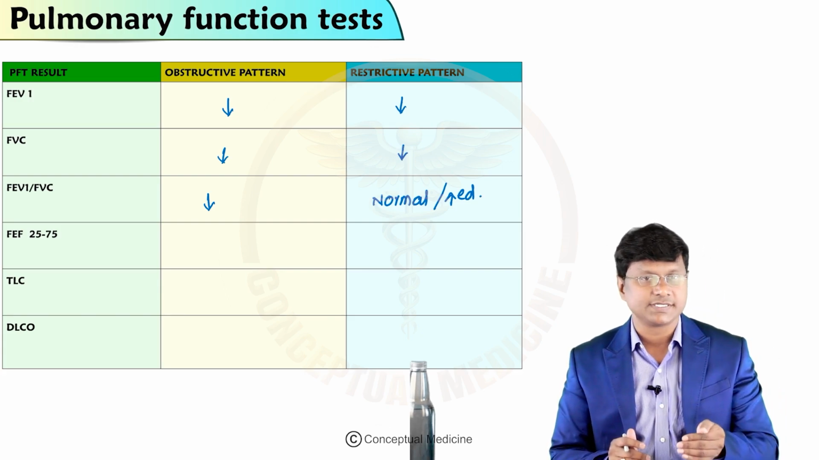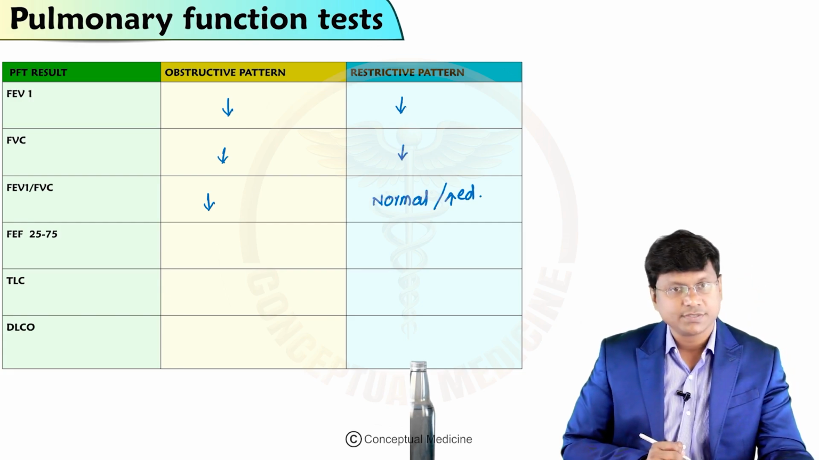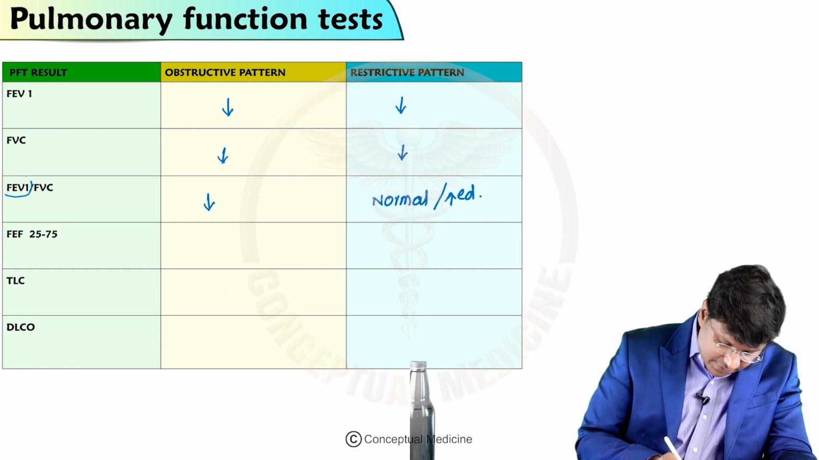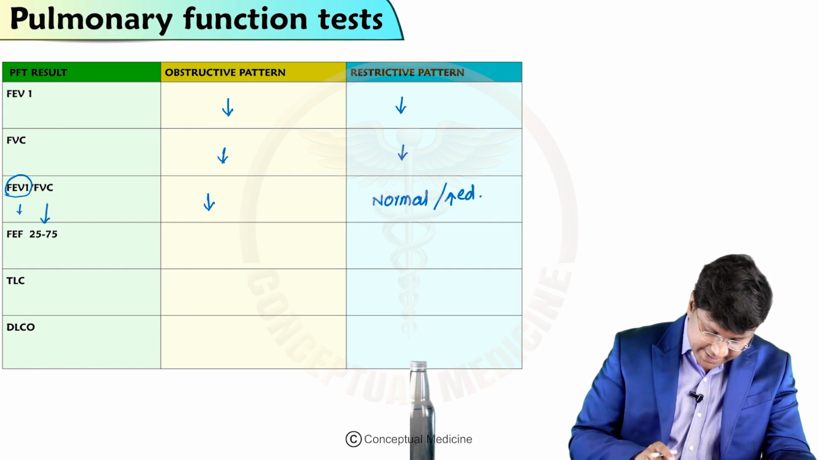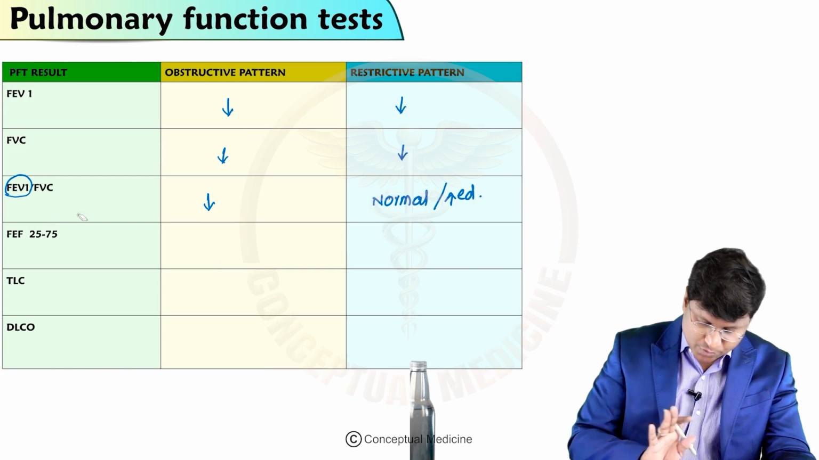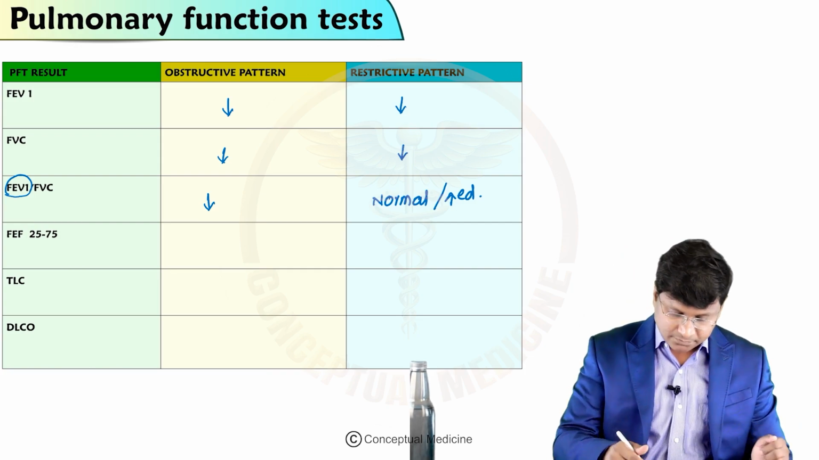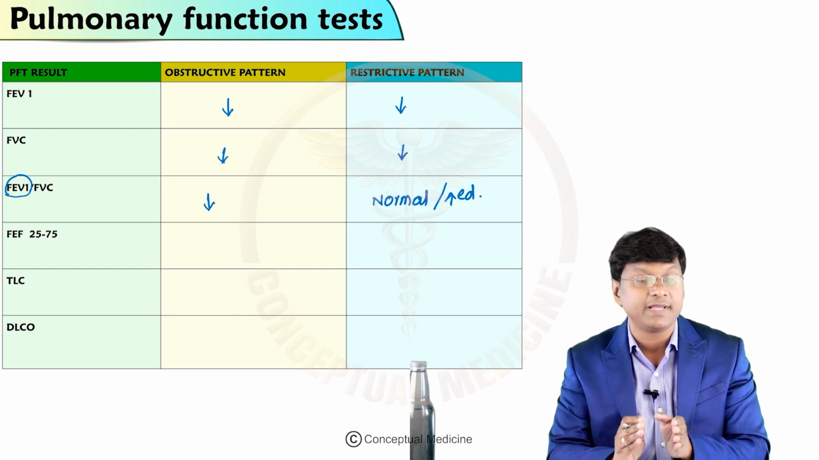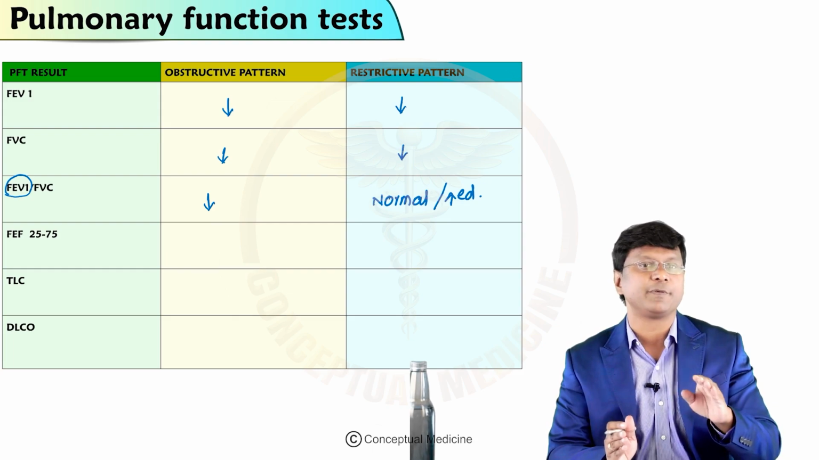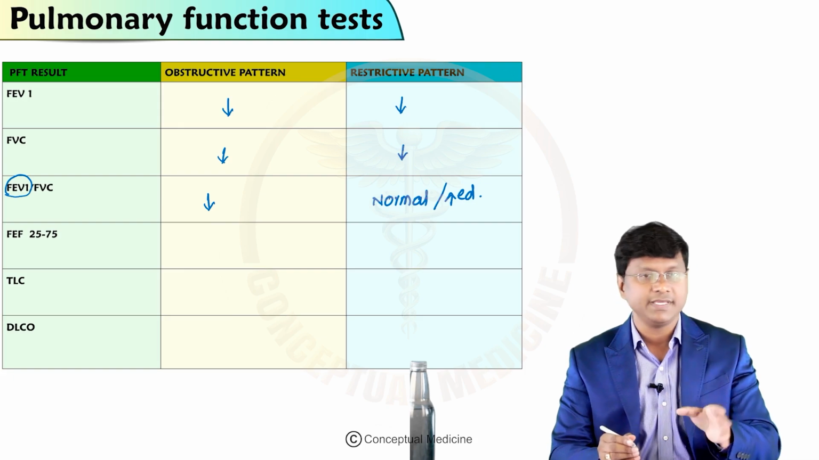What is the reason we have discussed? Why is the ratio decreased in obstructive lung diseases? Because your numerator is more decreased compared to the denominator. That is the reason why in obstructive lung diseases FEV1 by FVC is reduced overall. Whereas in restrictive lung diseases, both FEV1 and FVC are decreased in equal proportion. So that is the reason why your FEV1 by FVC will be normal or it can be increased.